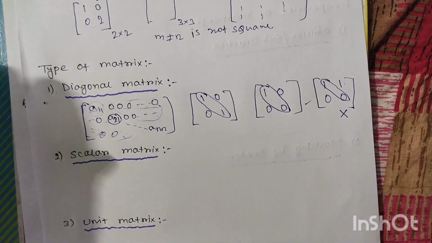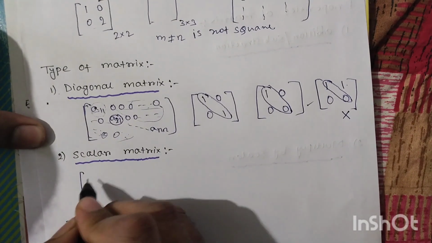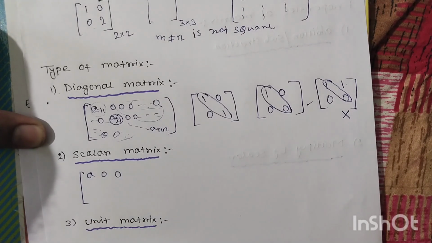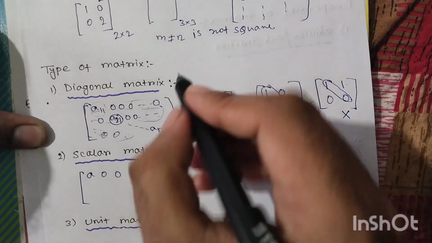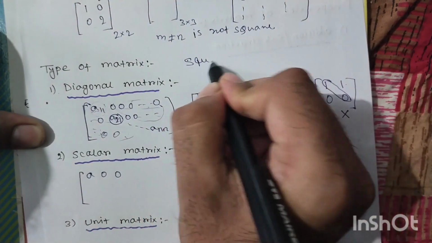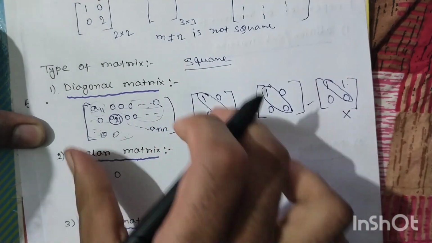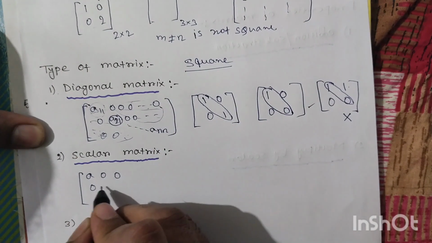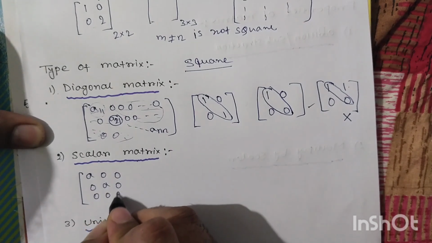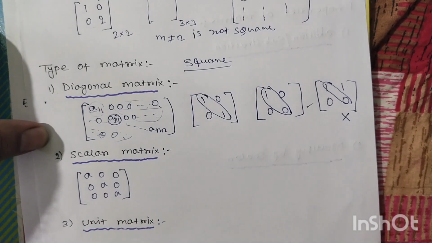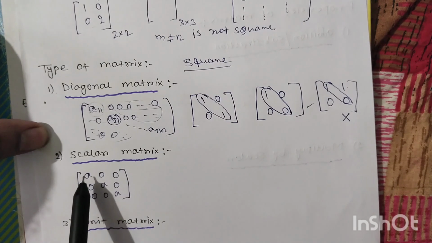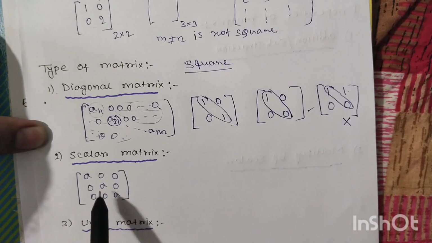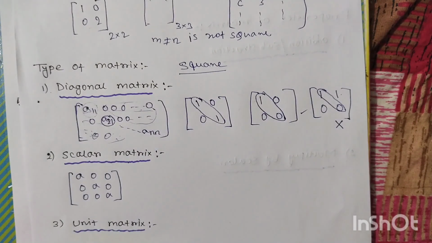What is a scalar matrix? A matrix of the form like this. First observe that all of these things are discussed for square matrices. Every matrix should be in square format. We take a 3 cross 3 matrix here. This is called a scalar matrix. Observe that every diagonal element must be equal and fixed by a scalar. This is called a scalar matrix.